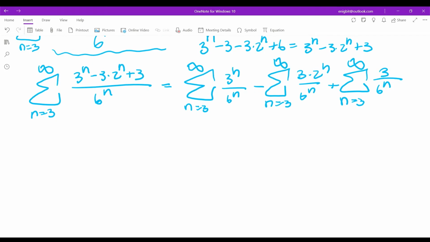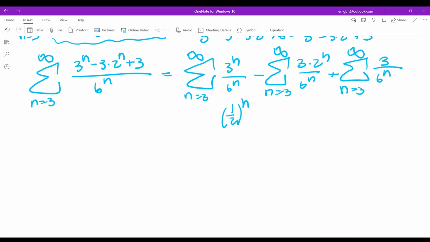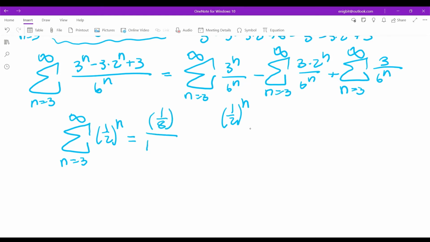The first expression is simply 1/2 to the n, so it's the sum of (1/2) to the n from n equals 3 to infinity. And to do this, we can just use infinite geometric sequences. So the infinite sum from n equals 3 of (1/2) to the n is simply equal to the first term over 1 minus the common ratio. The first term is 1/2 to the power of 3, so it's 1/8, over 1 minus 1/2, since the common ratio of this geometric sequence is 1/2. And what this ends up becoming is simply 1/4.